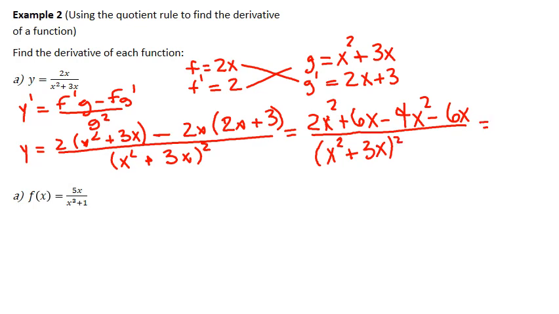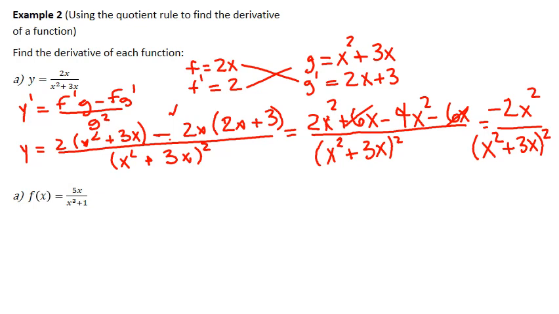Then this does reduce there, I can combine my 2x squared and my negative 4x squared, and that makes negative 2x squared divided by x squared plus 3x quantity squared. So you can leave it here, this would be fine, or you can simplify it down. That's a little nicer answer there. It's much more compact, but either way is okay. Notice that there's f prime times g minus f times g prime all over g squared.